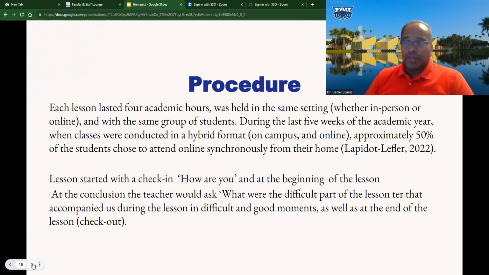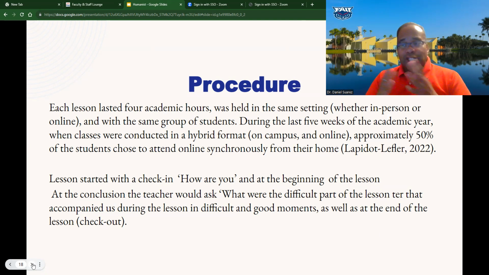So let's go with the procedures. Each lesson lasted about 4 academic hours and was held in the same setting, whether in person or online. Some students were at home and some were online. During the last 5 weeks of the academic year, most classes were conducted in a hybrid format, both on campus and online, and approximately 50% of students were still staying online synchronously.